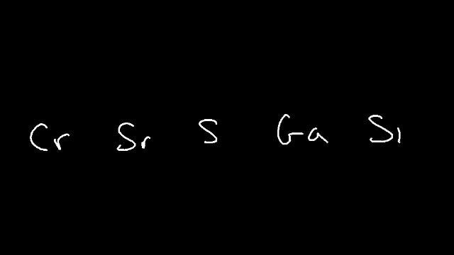Now let's say if we have chromium, strontium, sulfur, gallium, and silicon. Which of these elements is most likely to form a negatively charged ion, also known as an anion? Is it chromium? Is it sulfur? Is it gallium? Which one is it?